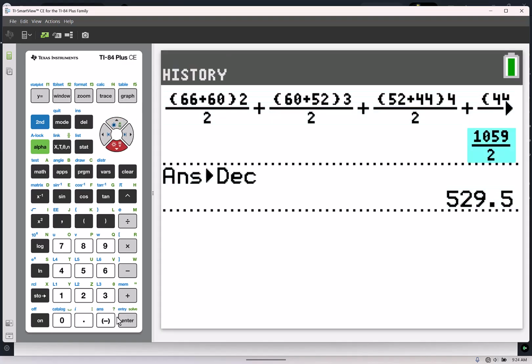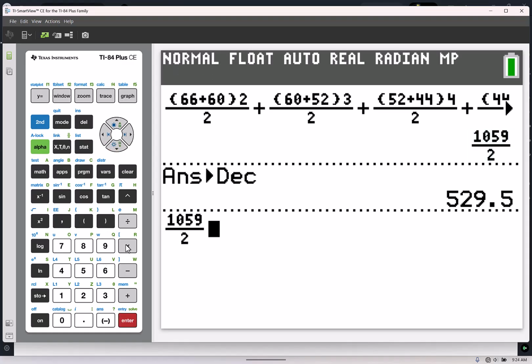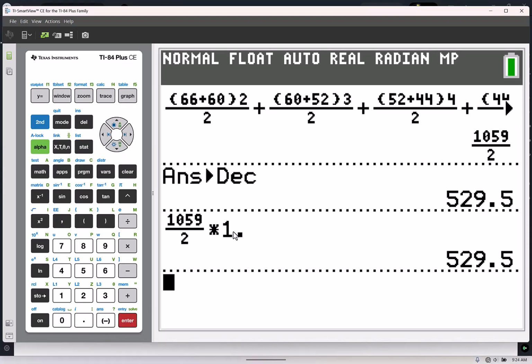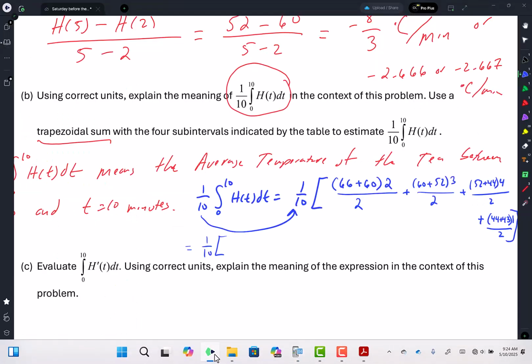This 1059 over 2, if you don't want to push the math button to go to decimal, you can go times 1 and put a dot. See? And that forces it to be a decimal. That's a hack. It's not a big deal there. 529.5, that's not the temperature. You still got to divide it, but I wanted that for this.